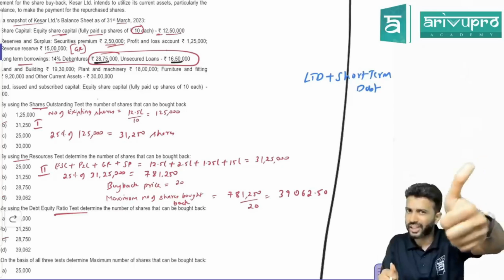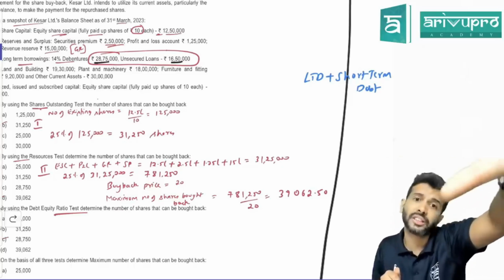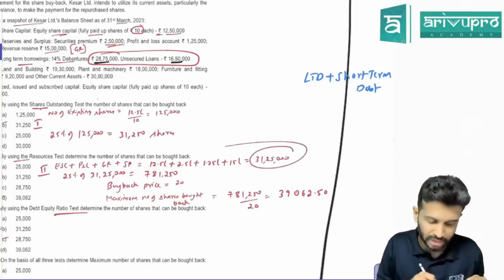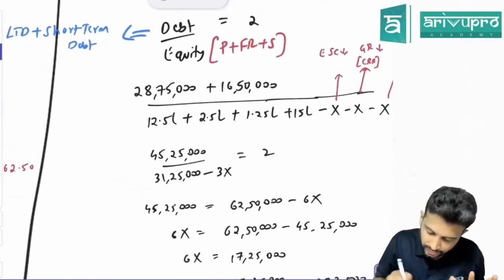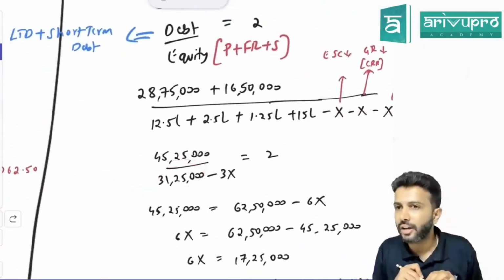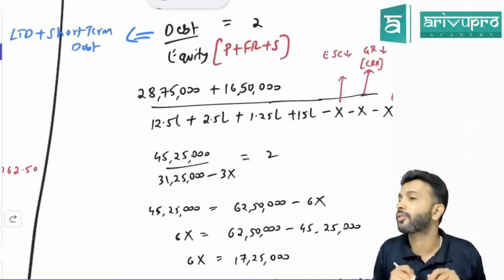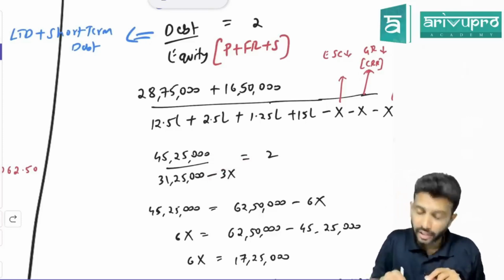Equity here refers to equity share capital plus free reserves and securities premium. We have already added here and got how much? 31,25,000. So take that in the denominator. Yes, sir. Minus 3x you have to do. Sir, what is this 3x, sir?